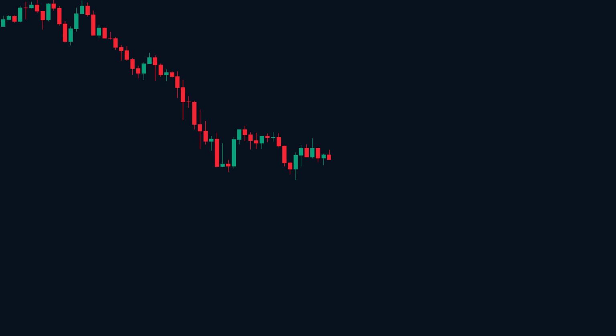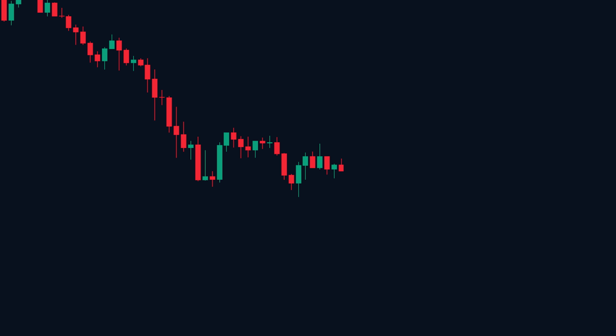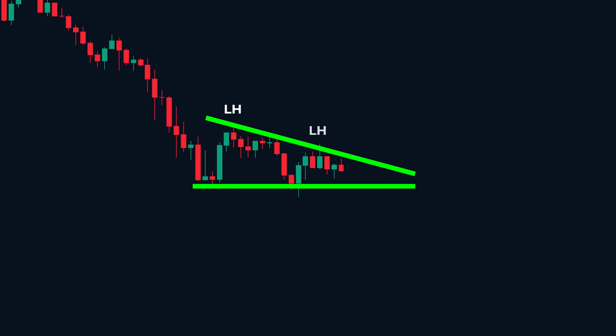Now let's look at the bearish version. Price is trending lower. Then it begins consolidating, where sellers keep stepping in earlier each time, creating lower highs while support continues getting tested.